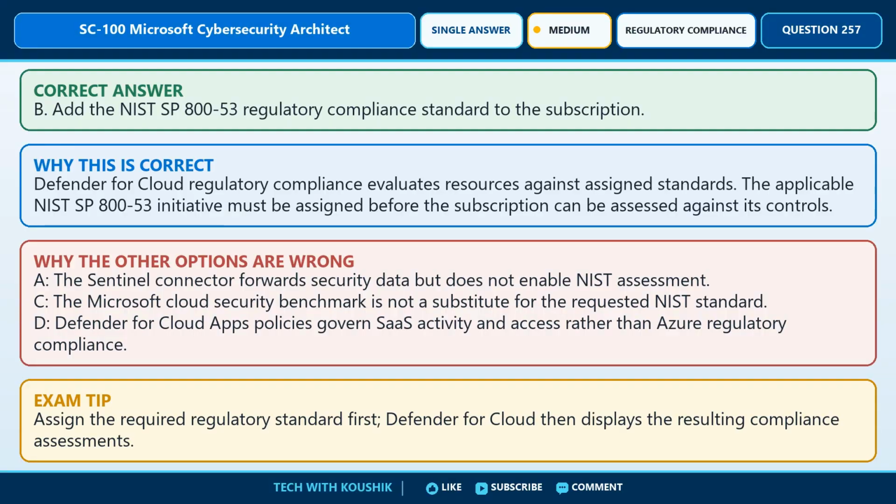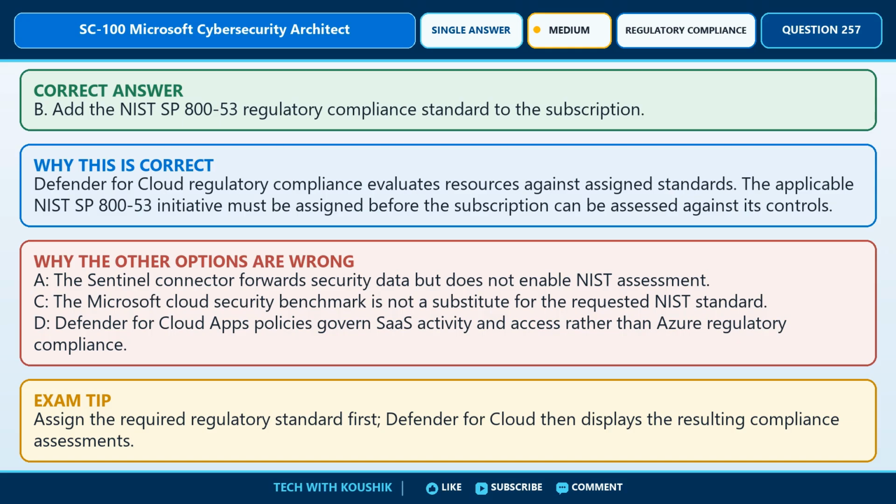The correct answer is option B. Add the NIST SP-800-53 regulatory compliance standard to the subscription. Here's why. Defender for Cloud regulatory compliance evaluates resources against assigned standards. The applicable NIST SP-800-53 initiative must be assigned before the subscription can be assessed against its controls.